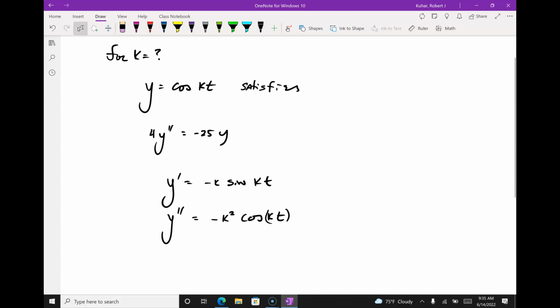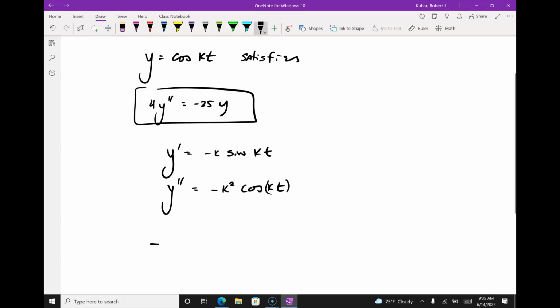Yeah, exactly. So now I'm plugging all of that into my original diffy-q, because it's saying it should satisfy it, but then I want to figure out something about k. So what do I get? I get a negative 4 k squared cos of kt should equal negative 25 cos of kt.